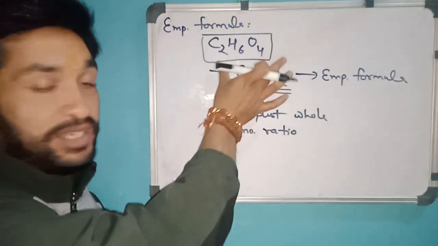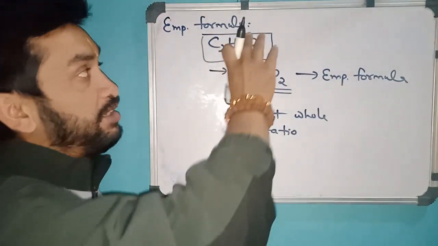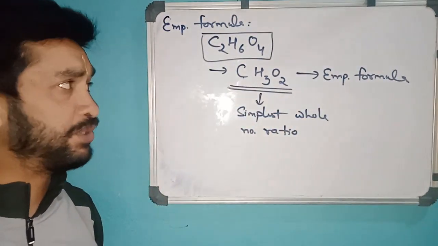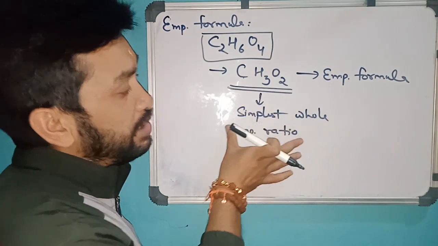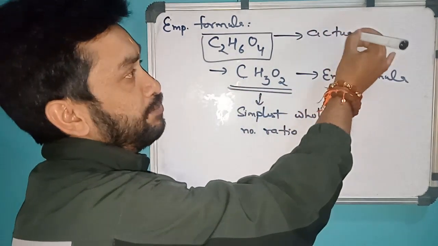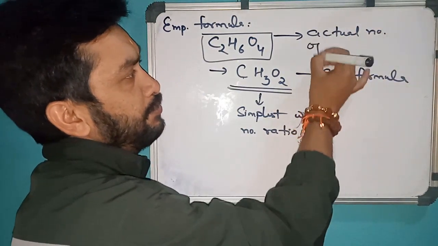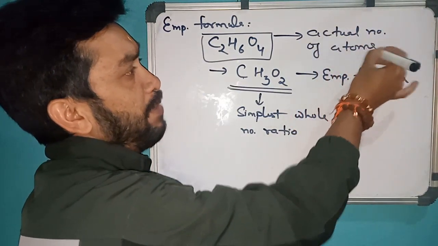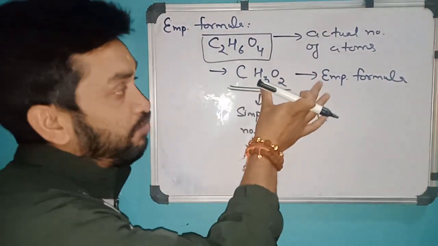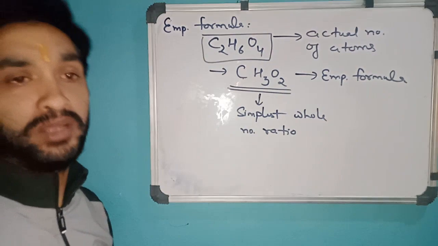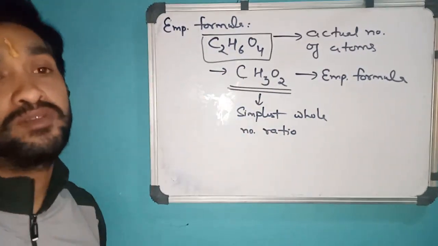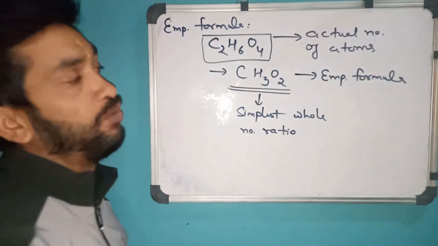Again I'm telling you this is just an example. Do not think about what will be the name of this given compound. That is just an example. Clear. So this one tells you the simplest whole number ratio, and this is telling you the actual number of atoms. So this is the difference between your empirical formula and molecular formula. I hope it is clear. Empirical formula आपको देगा simplest whole number ratio, जबकि molecular formula आपको देता है actual number of elements that are present in the molecule of a compound.